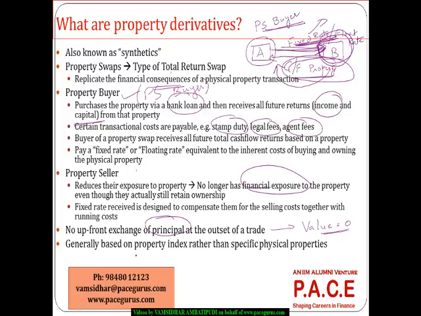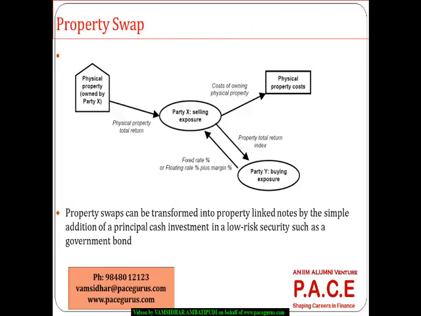And in most cases, you see that this kind of deal is constructed based on a property index rather than looking at a specific set of properties physically. Now think of a physical property which is owned by X. He is trying to sell the exposure. He is still owning it. Whatever return this property is giving, he is planning to give it to the other party.